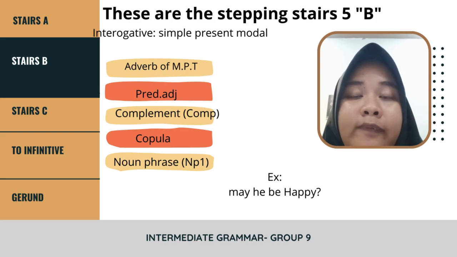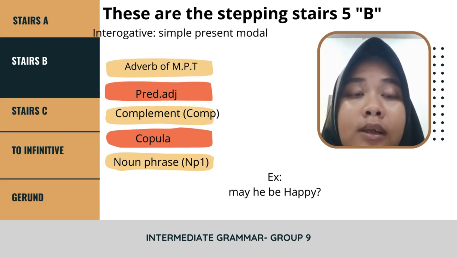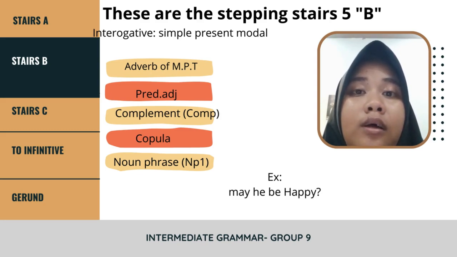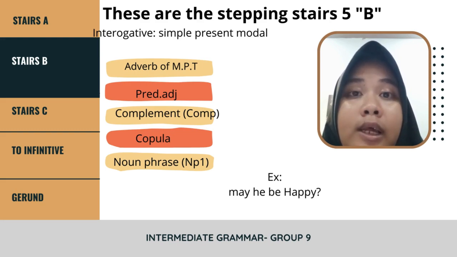Stepping the 5-Star B, simple present modal tense with the interrogative sentence. For example: may he be happy? May is a modal, he is a noun phrase, NP1, and be happy is a complement.